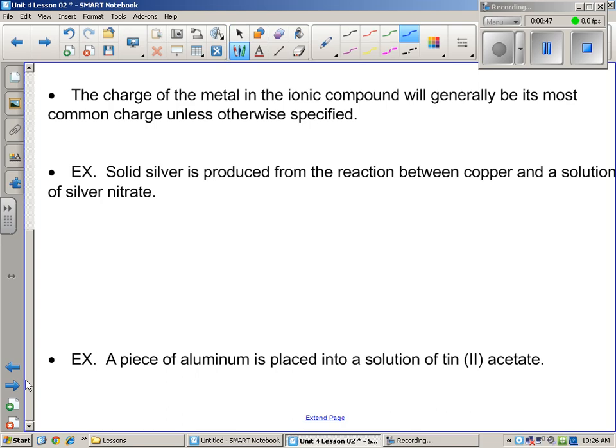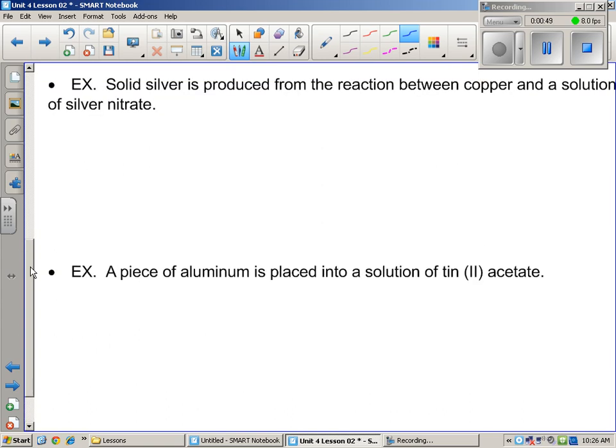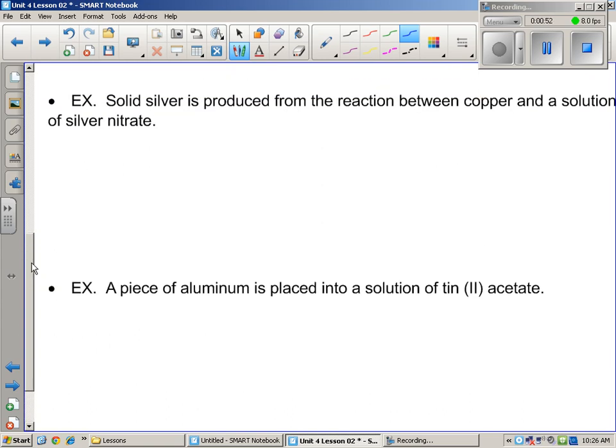This one here. You do have to be a little careful how you read these. So this one does say solid silver is produced between the reaction of copper and a solution of silver nitrate. Now, as far as states go, yesterday we talked a lot about ionic compounds, solids, etc.